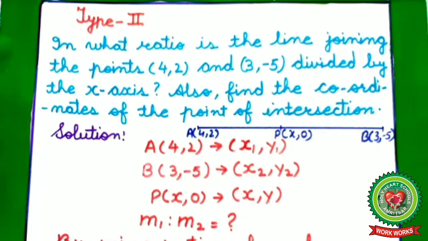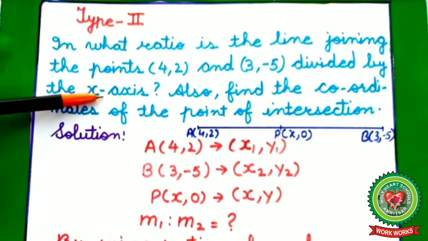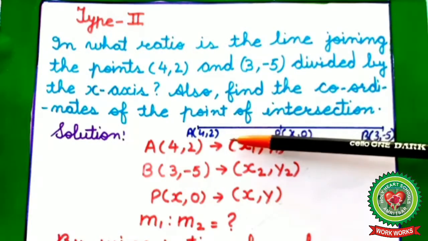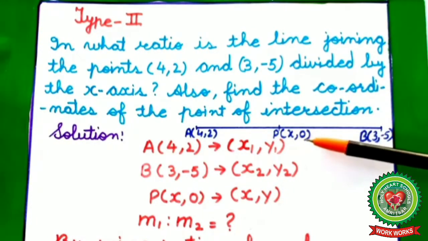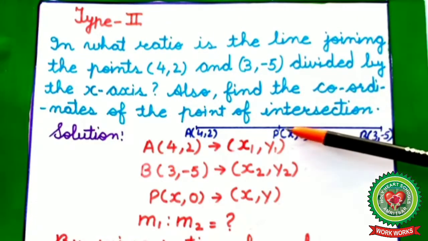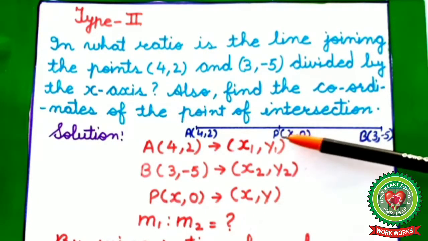Now type 2 is, in what ratio is the line joining the points (4, 2) and (3, minus 5) divided by the x-axis? Also find the coordinates of the point of intersection. So from here, point A is given to us as (4, 2), point B (3, minus 5). We have to find the coordinates of the point of intersection, and this line is divided by the x-axis, so the coordinates are x and 0 and it is denoted by P.